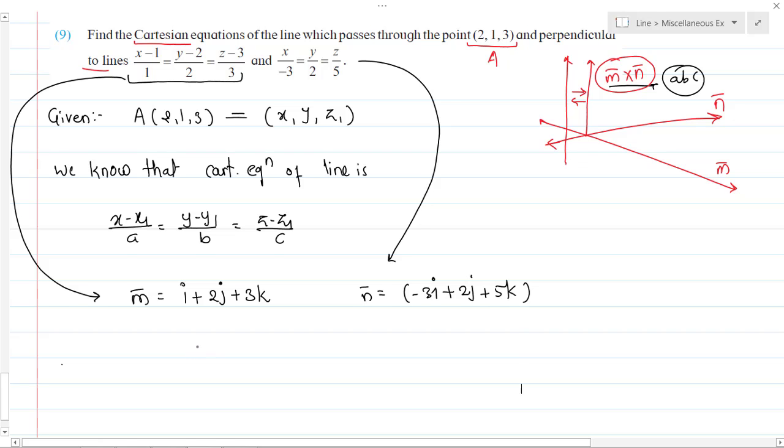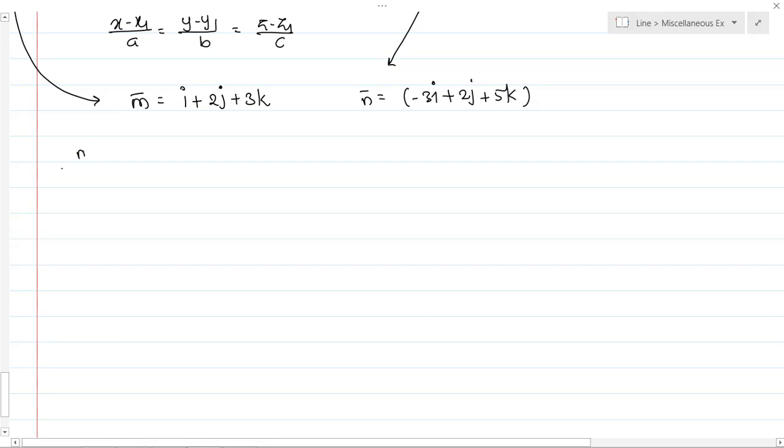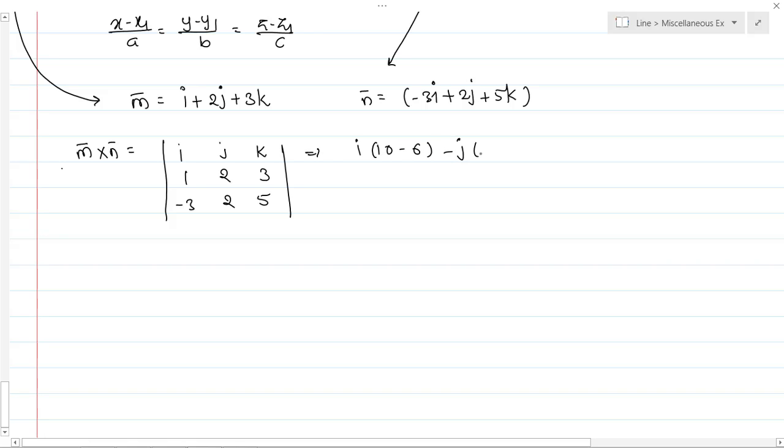Now let's find out M bar cross N bar. M bar cross N bar will be the determinant with i, j, k, then M bar 1, 2, 3 and N bar minus 3, 2, 5. Let's solve this: i into (10 minus 6) minus j into (5 plus 9) plus k into (2 plus 6), which is 4i, minus 14j, and 8k.